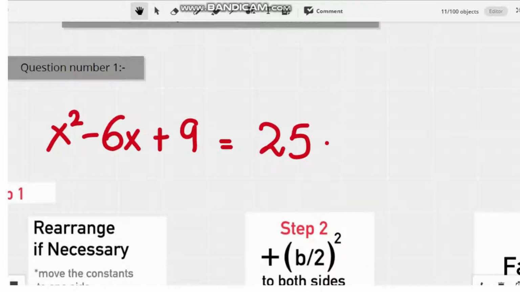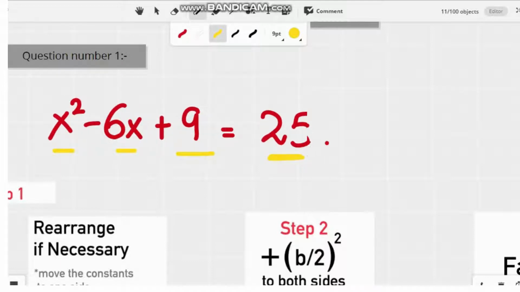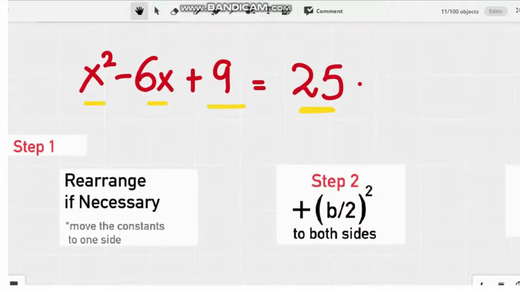So let's see the first question here. I have already mentioned x square minus 6x plus 9 equals to 25. When you're solving a quadratic equation by completing square, you have to do just 3 steps. Step number 1 is rearrange if necessary, move the constant to one side. Constant means the number that has no variable with it. You can see in this equation the constant term is 9.